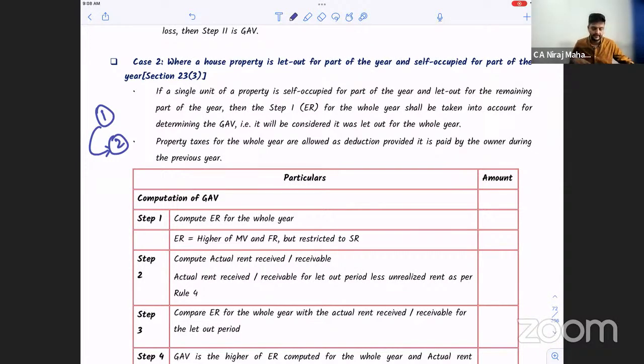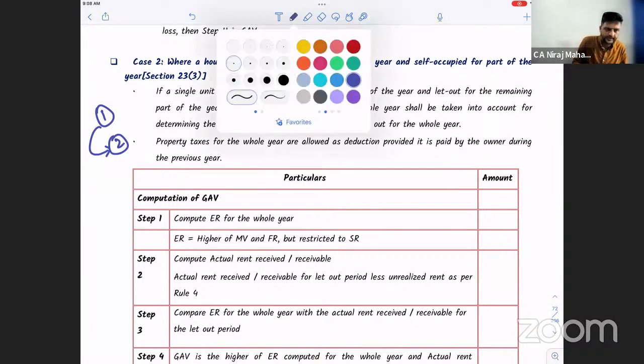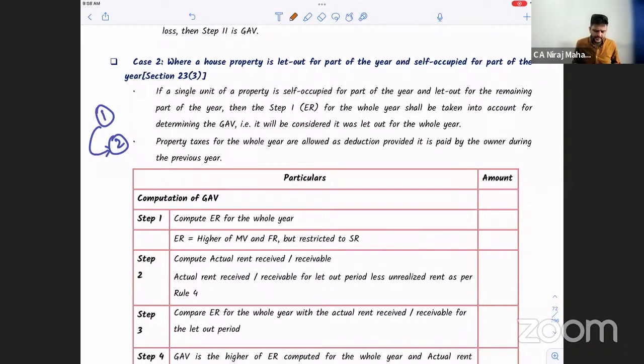And this is very important and very problematic also. Where a property is let out for part of the year and SOP for part of the year, if a single unit of a property, understand now, single unit means one quantity, is SOP for part of the year and let out for the remaining part, then for step 1, expected rent for the whole year shall be taken into account. Very much problematic. Students don't believe it or don't agree with this. I know that. Expected rent for the entire year is taken into account.